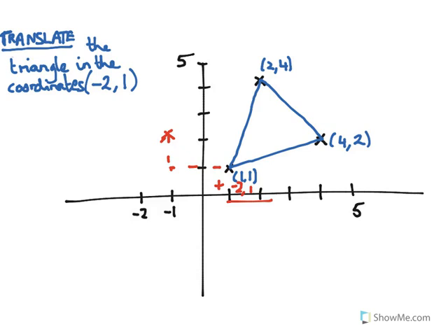So 1 minus 2 will be -1, and 1 plus 1 will give us 2. So the coordinate of the point that I've just made, if I go -2 in the x direction and plus 1 in the y direction, will be the coordinate -1, 2. And if we just count here on the x, we are -1 in the x direction and we're up 2 in the y direction. So we've got the right coordinate here.